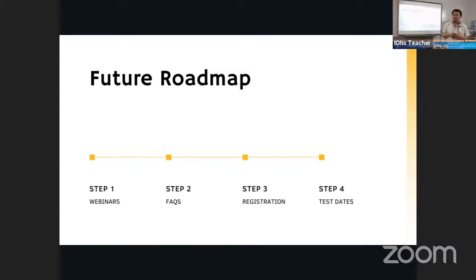GMAT has more sections than GRE because GMAT has integrated reasoning. GRE has an experimental section. When you do the experimental section, you answer the questions as usual, but you don't know which question is experimental, because it will not be counted against your score. It will not be included in your score, but it's for research purposes.